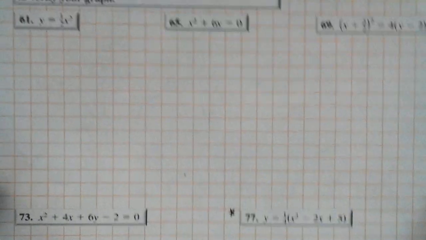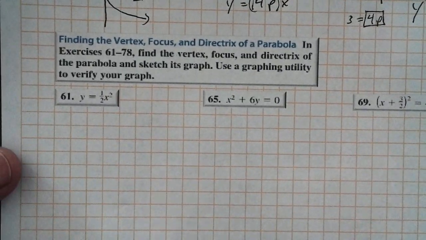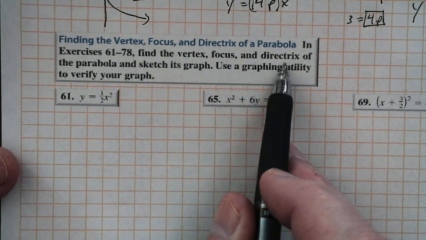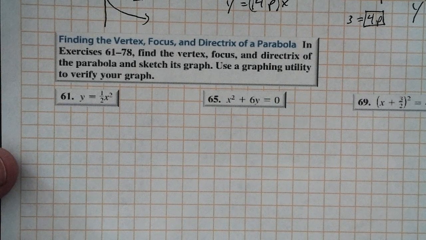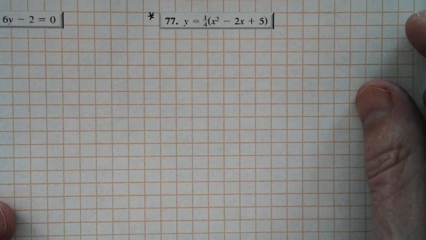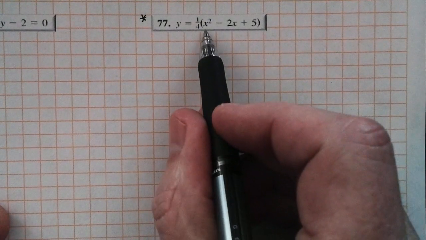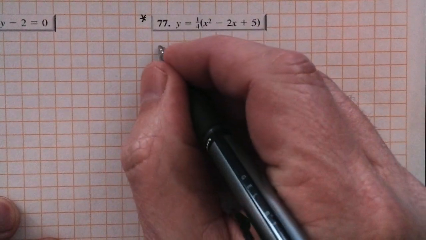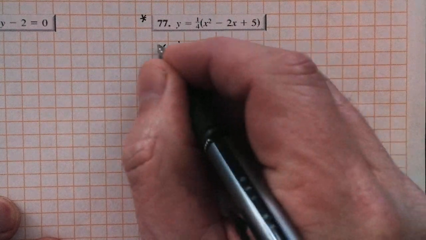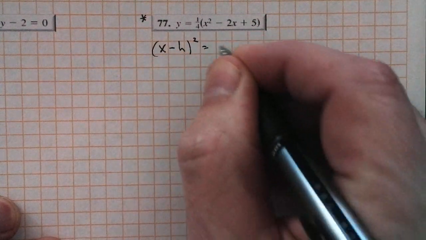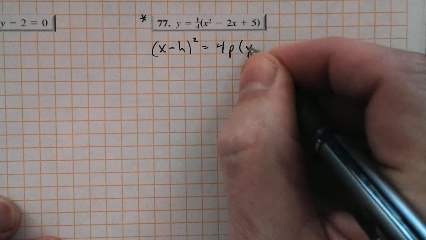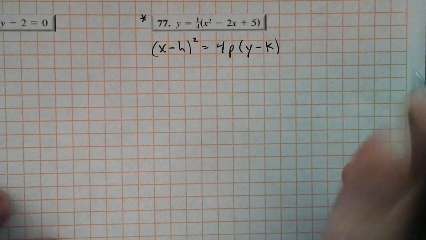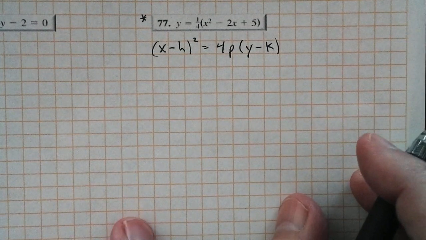So if we take a look at the directions in this section, we're to find the vertex, focus, and directrix of a parabola and sketch its graph. Pretty much this is the ultimate goal of this section, to be able to do this given an equation. So in this case, we have an x squared parabola, and the form I would like this to be in is (x minus h) squared equals 4 times the all-important value of p times (y minus k). So I would like to complete the square on x.